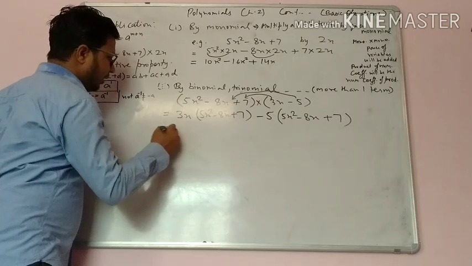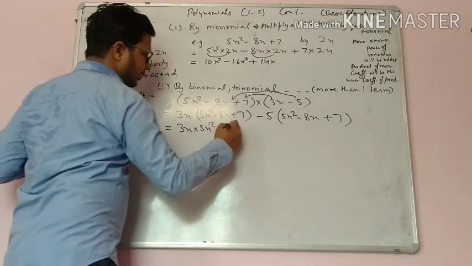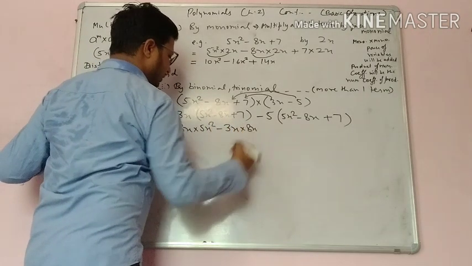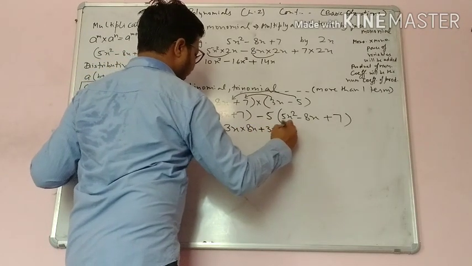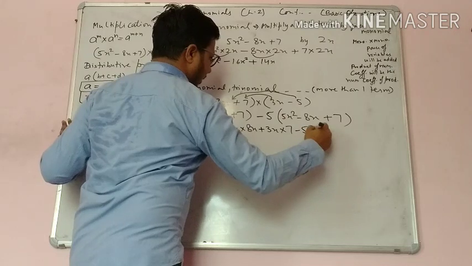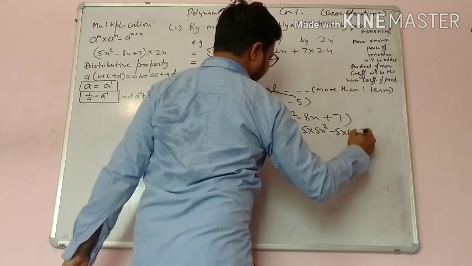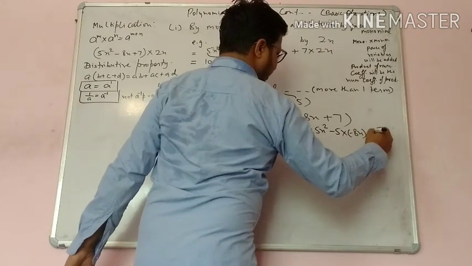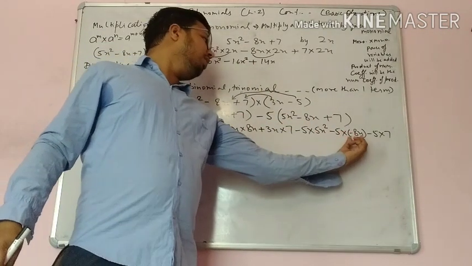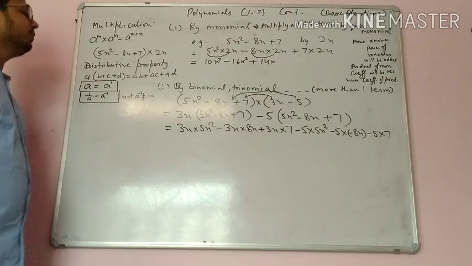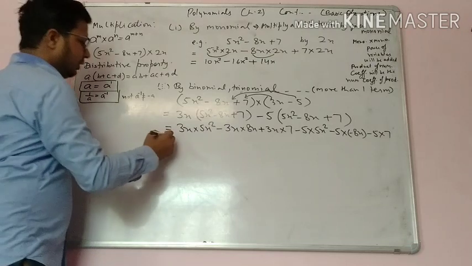Now remove the bracket, it becomes 3x multiplied by 5x square minus 3x multiplied by 8x and then plus 3x multiplied by 7 here, minus 5 multiplied by 5x square, minus 5 multiplied by minus 8x, minus 5 multiplied by 7. When two signs are the same, write one in the bracket. Clear about it? Especially in the case of minus. Now it's easy to multiply.